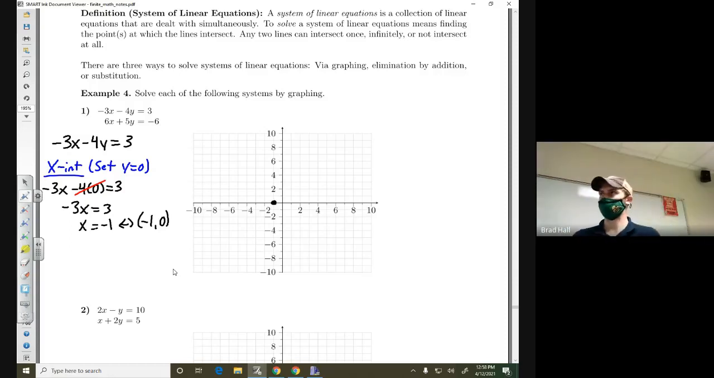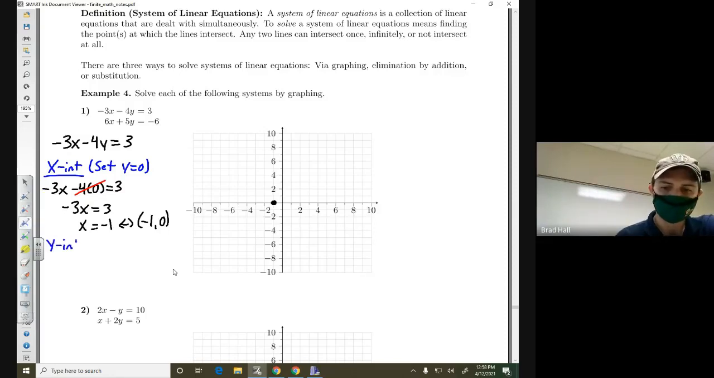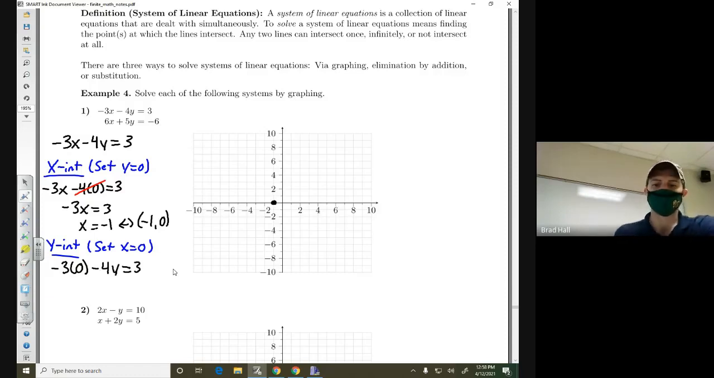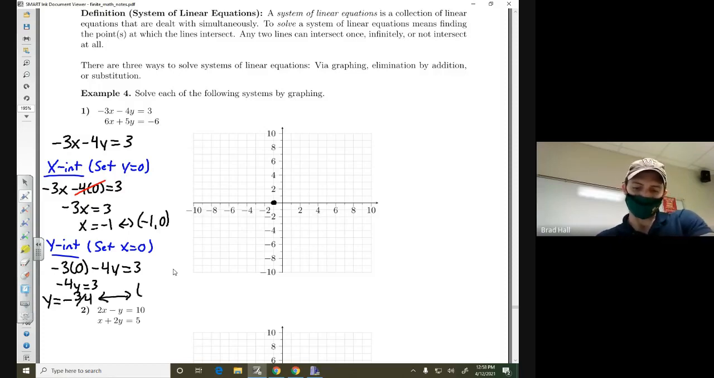So you might think, all right, that's pretty straightforward so far. Okay, let's find the y-intercept. Well, we set x equal to 0. Negative 3 times 0 minus 4y is equal to 3. We're still going off of the same equation we started with. Negative 4y is equal to 3, or in other words, y is equal to negative 3 over 4. Or in other words, the ordered pair 0 comma negative 3 over 4.